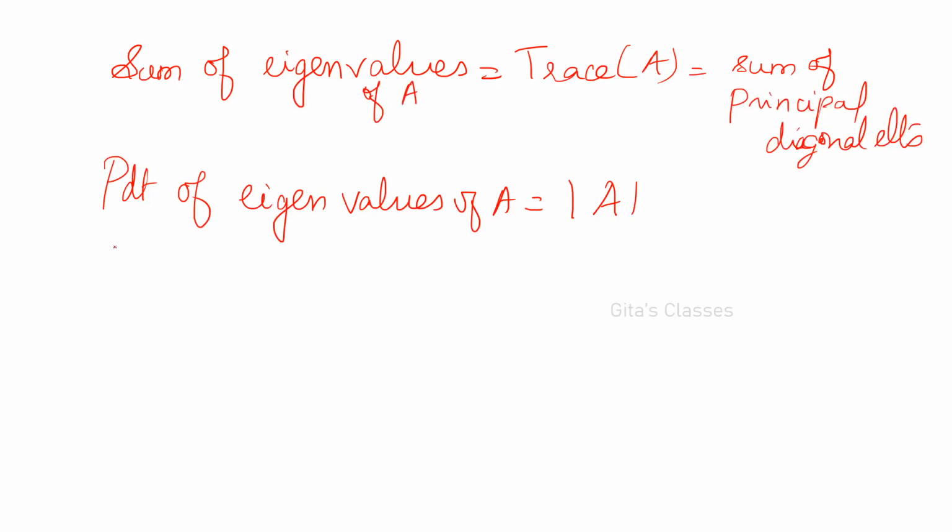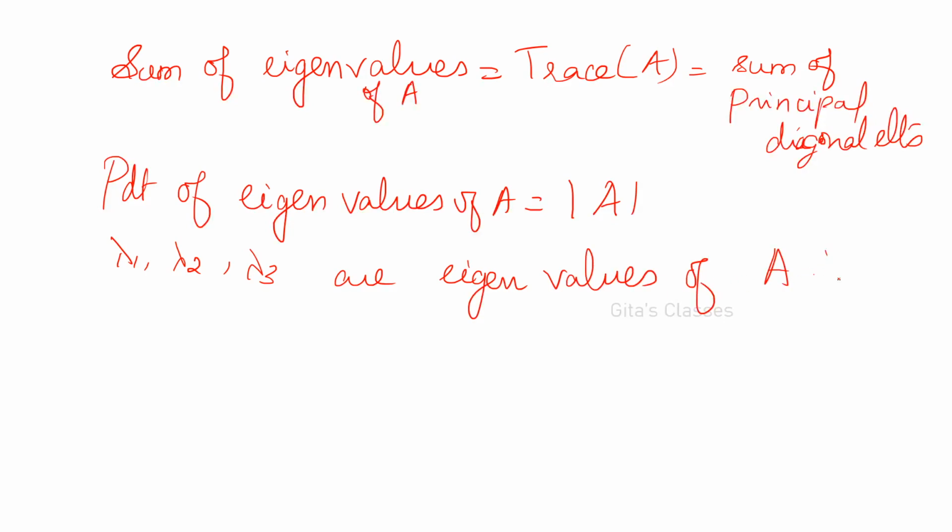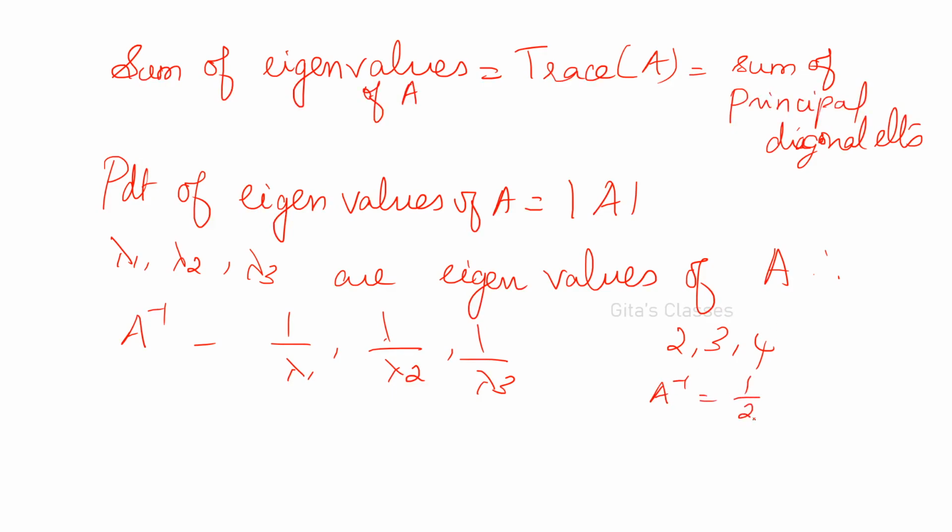Suppose lambda 1, lambda 2, lambda 3 are eigenvalues of the matrix A, then what are the eigenvalues of A inverse? It will be 1 by lambda 1, 1 by lambda 2, 1 by lambda 3. Suppose 2, 3, 4 are the eigenvalues of A. Then what are the eigenvalues of A inverse? 1 by 2, 1 by 3, 1 by 4.